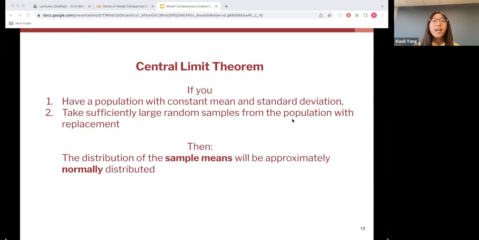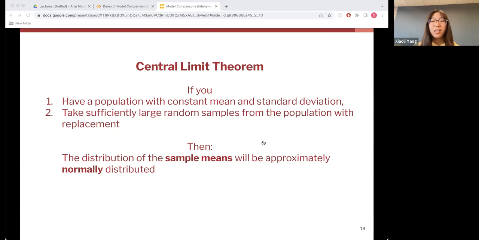So the theorem states, if you first have a population with constant mean and standard deviation, and two, you take sufficiently large random samples from the population with replacement, then the distribution of the sample means will be approximately normally distributed. So sample means here corresponds to our average scores. And according to the central limit theorem, if we have large enough random samples, we can safely assume that our average BLEU scores are approximately normally distributed.